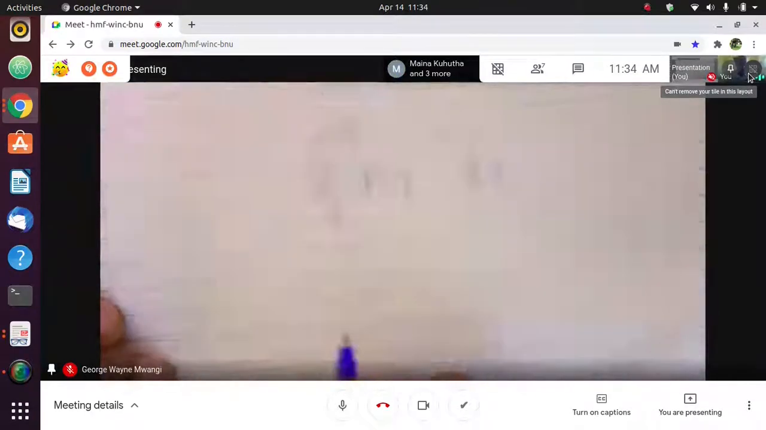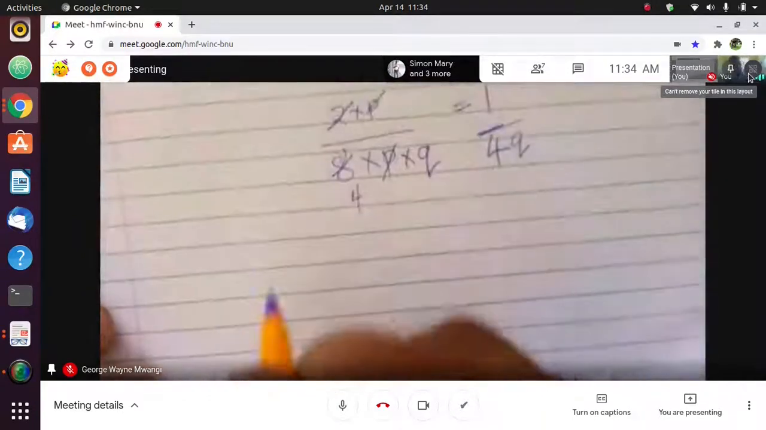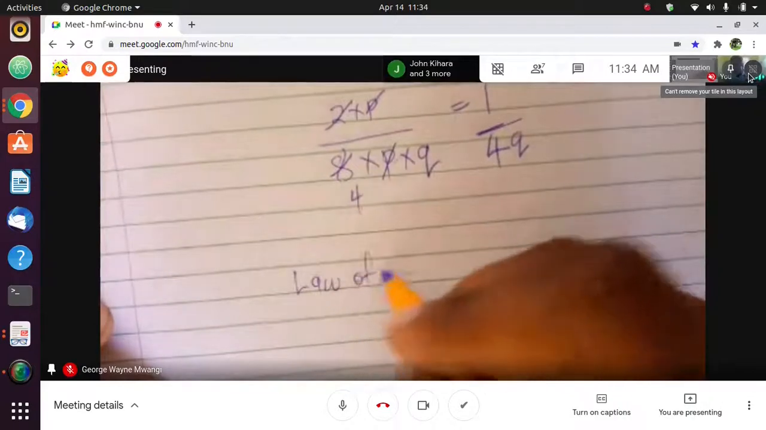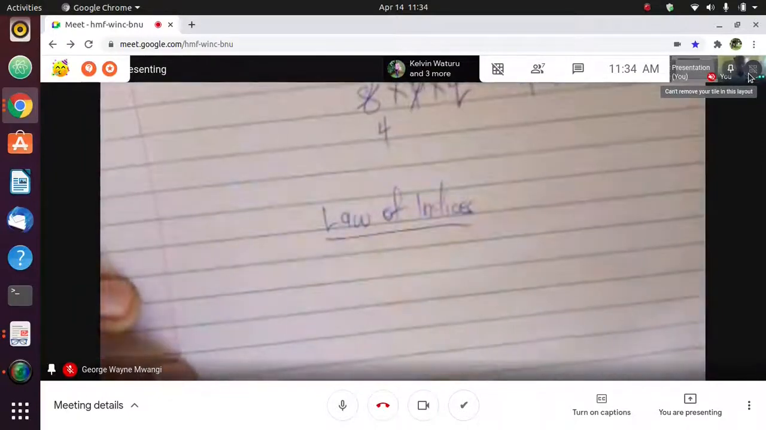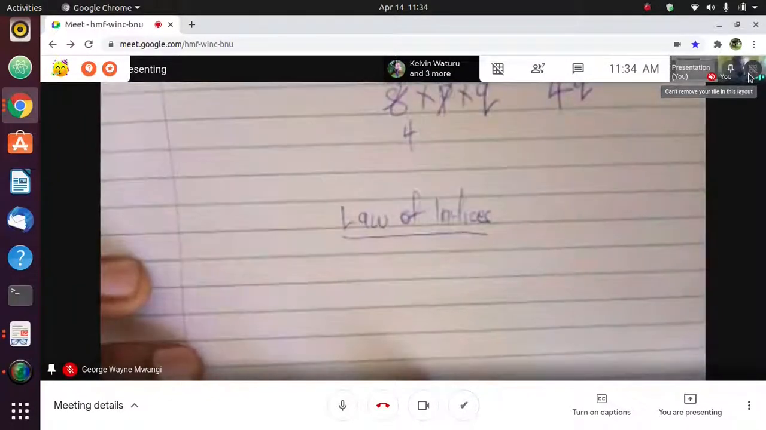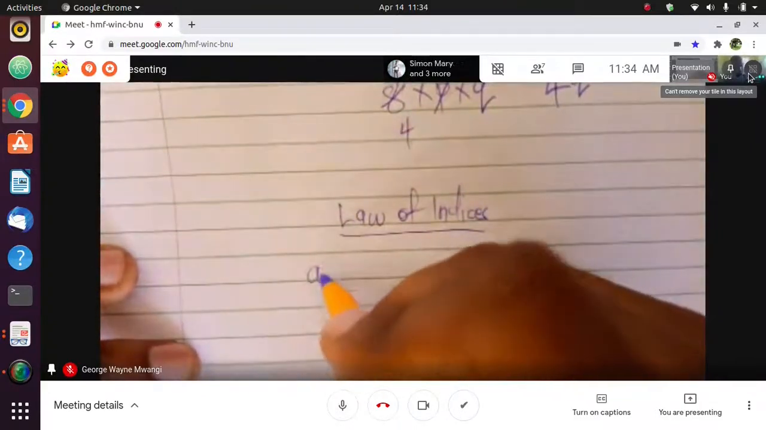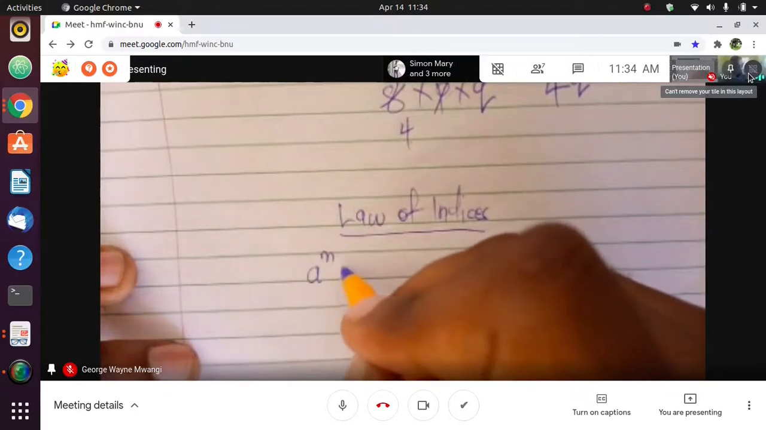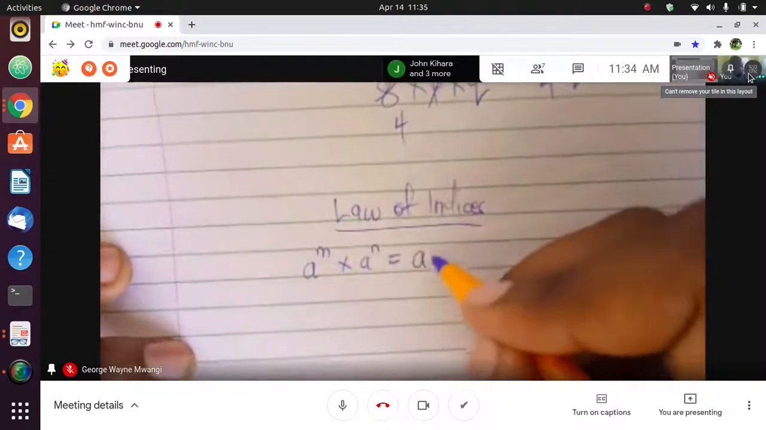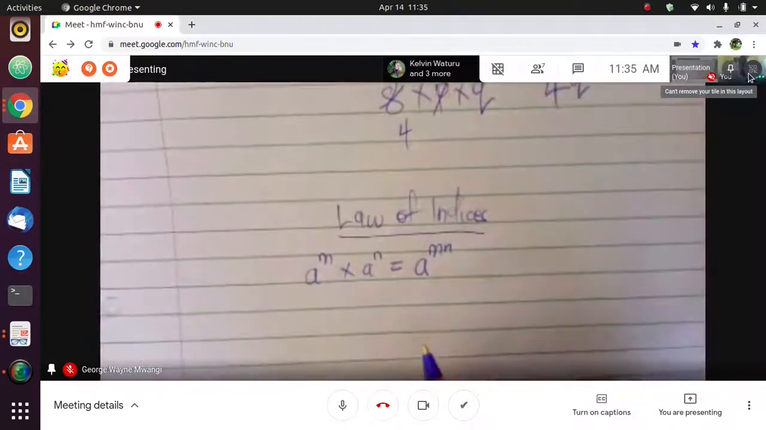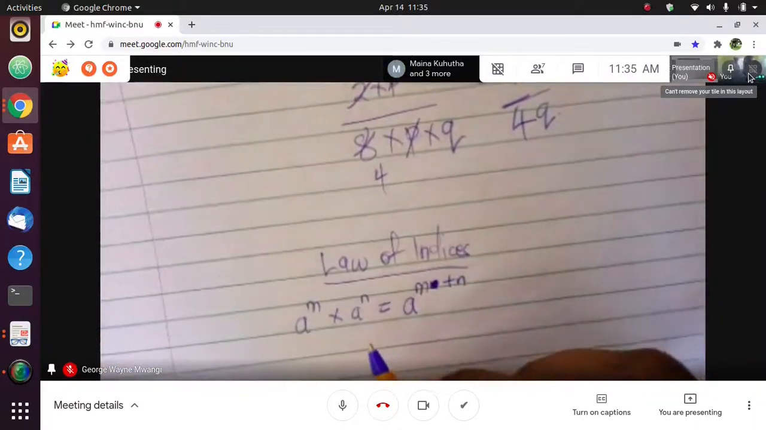Now those are just basic mathematical principles that will still be applied in algebra. The laws of indices, zile ambazo tulifanya second class, will still be applied hapa katika mambo ya algebra. And these laws ni zile ambazo tulipitia. We'll refresh ourselves. Mfano, a raised to power m multiplied by a raised to power n will be the same as saying a raised to power m plus n. Are we together?